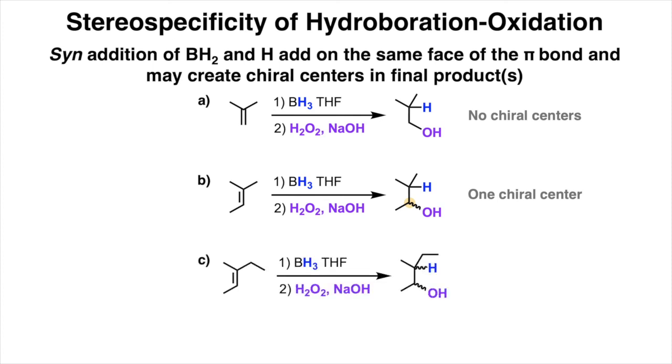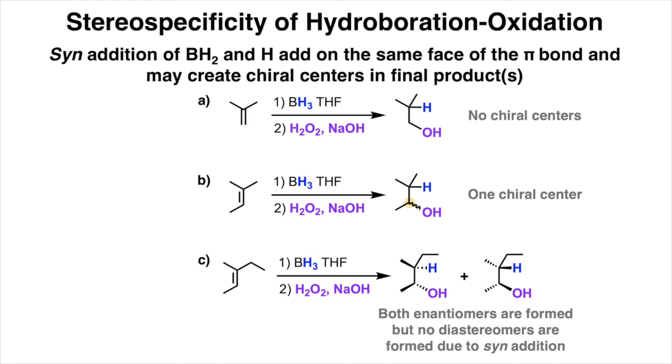If we did the same to the top carbon in the next example, then we would be creating 2 chiral centers in the product. All this means is that 2 enantiomers would be formed where H and OH groups are in the same types of bonds, either both on dashes or both on wedges. However, keep in mind that no diastereomers would be formed because syn addition means that both the H and OH groups have to be on the same types of bond.